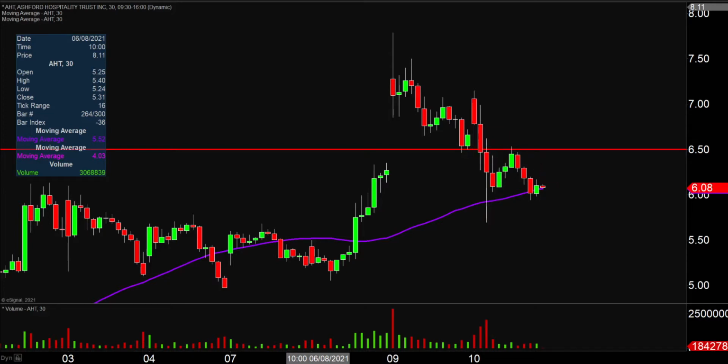So by no means am I saying that the price can never ever get back above 650. I'm just saying that it makes sense why the price did struggle around that area, and that moving forward, if there is going to be any sort of attempted movement back to the upside, then $6.50 will be that initial area of resistance to keep an eye on.